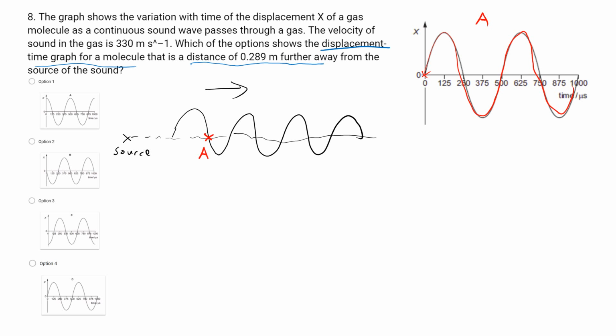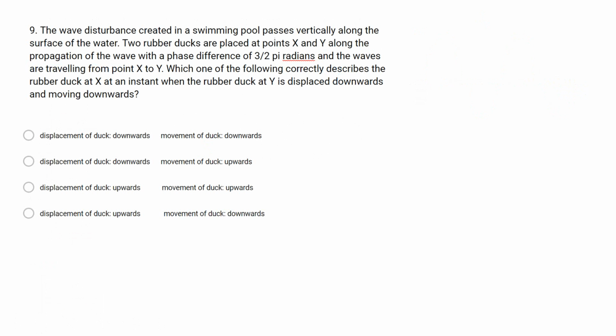Now, let's determine the position of the second molecule on the displacement distance graph. Let's call this second molecule B. To accurately pinpoint the position of B, we first have to determine the wavelength of the displacement distance graph.